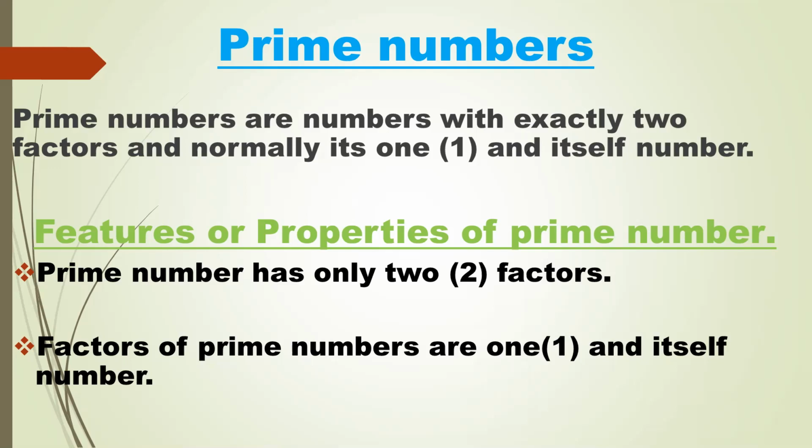So if the particular number is having only 2 factors, and the 2 factors are 1 and the number itself, and they can divide that particular number. Okay, so it's normally 1 and itself that can divide a prime number. Let's see the features or properties of prime numbers.